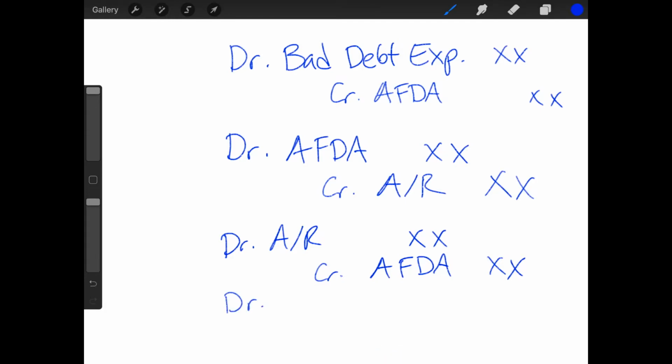And then the second journal entry for this is just debiting cash and crediting your accounts receivable for when you actually receive that cash from the customer.